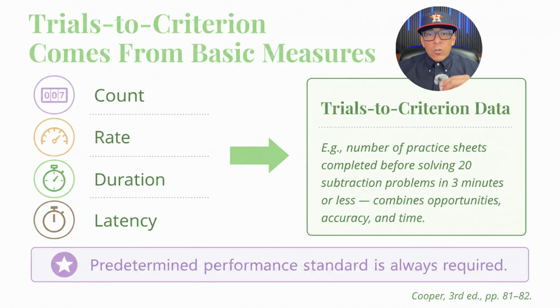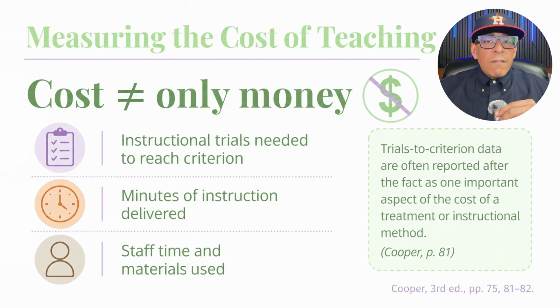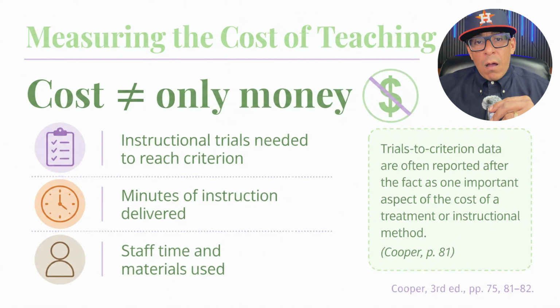So do not think trials to criterion always means one tiny discrete trial at a table. The key is that the learner reaches a predetermined performance standard and you measure what it took to get there. For C7, cost could be understood through the wording the text actually uses. Trials to criterion data are often calculated and reported after the fact as one important aspect of the cost of treatment or instructional method.